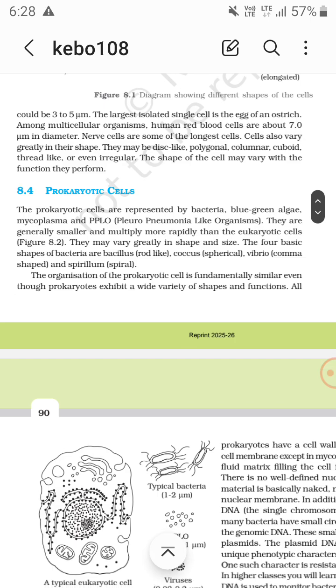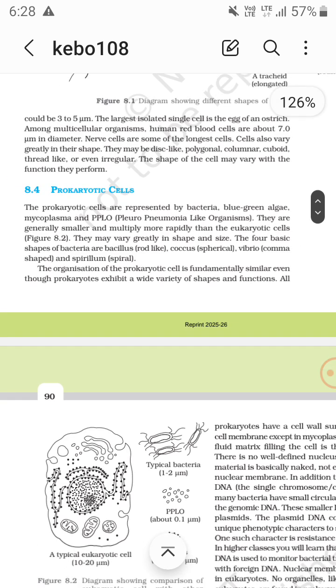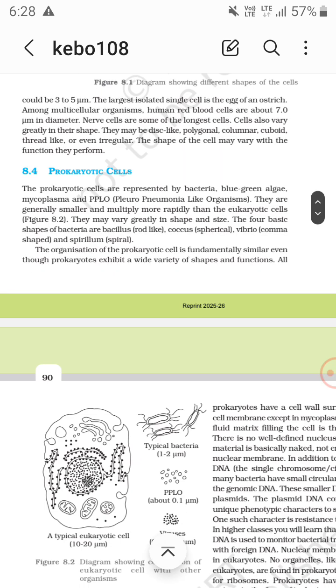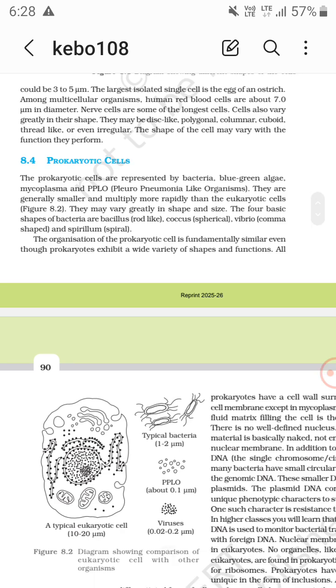Now prokaryotic cells, represented by bacteria, blue green algae, mycoplasma and PPLO, pleuropneumonia like organisms. Okay, these are smaller and they multiply more rapidly than the eukaryotic cells, right? Now, four basic shapes of bacteria are bacillus, that is rod shaped, coccus, that is spherical, vibrio, comma shaped, and spirillum, that is spiral.